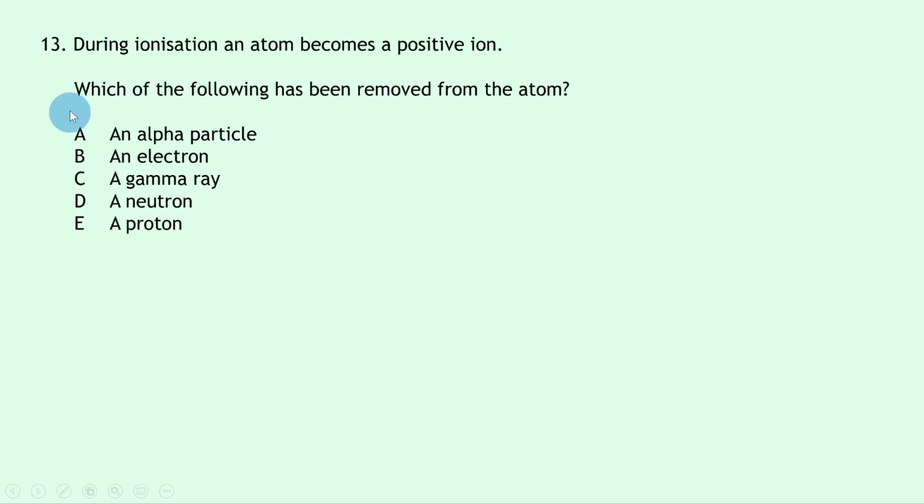Question 13 says, during ionization, an atom becomes a positive ion. Which of the following has been removed from the atom? Well, if an atom has become a positive ion, then that means it's lost an electron through the definition of ionization. So that means our answer is B.